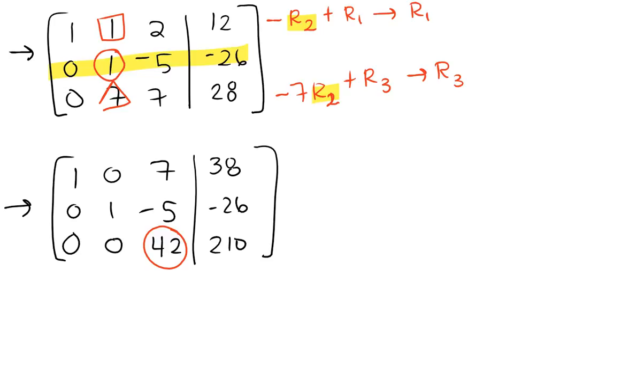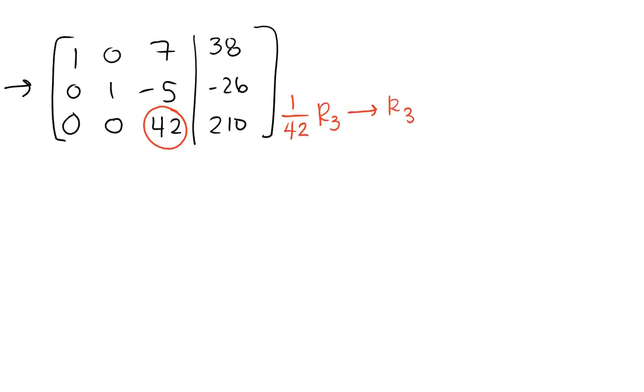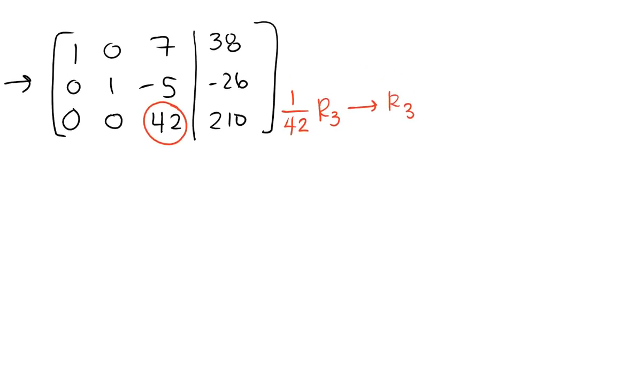And you can only do this by multiplying by a constant. So if I want to turn 42 into a 1, that means essentially that I want to divide by 42. So we want 1 over 42 times row 3. And this should only change row 3. So let's go ahead and figure out our next matrix.